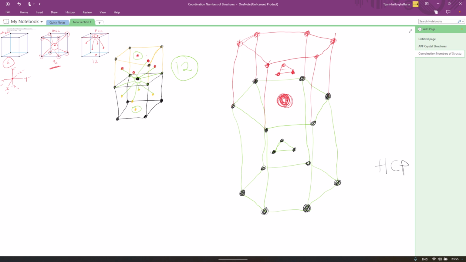So let's count. We have 1, 2, 3, 4, 5, 6, 7, 8, 9, 10, 11, and 12. So that is why I said both FCC and HCP have 12 atoms for the coordination numbers.